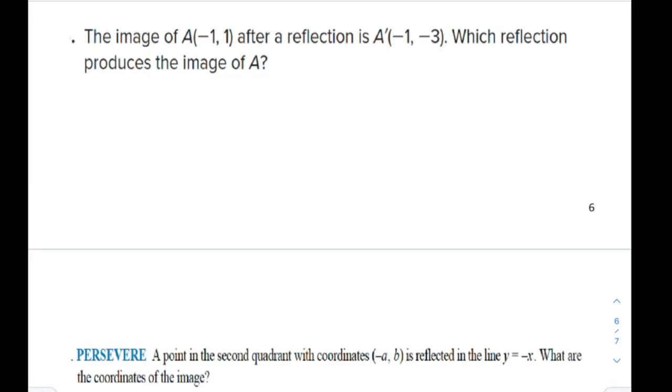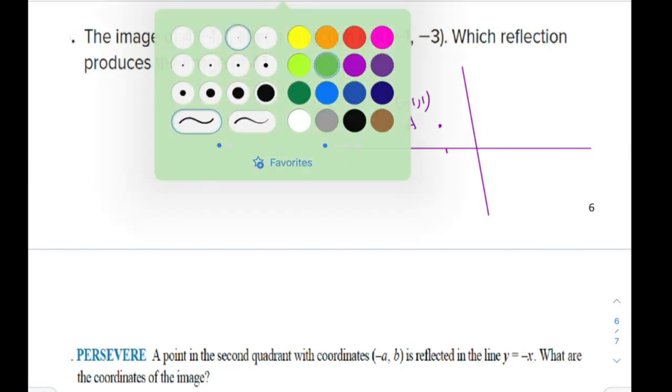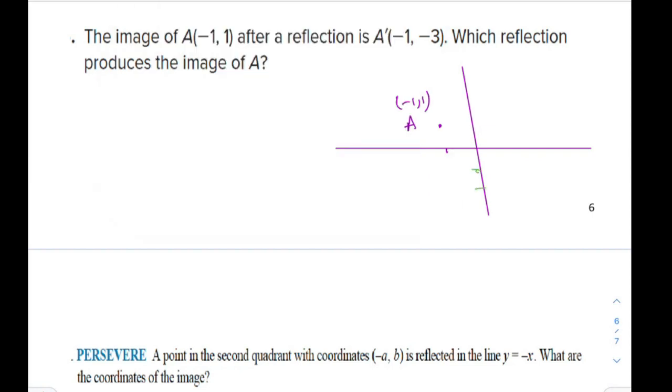Now let's see this question. The image of A (-1, 1), this is A (-1, 1), is (-1, -3). So this will be (-1, -3). This is the image, (-1, -3).